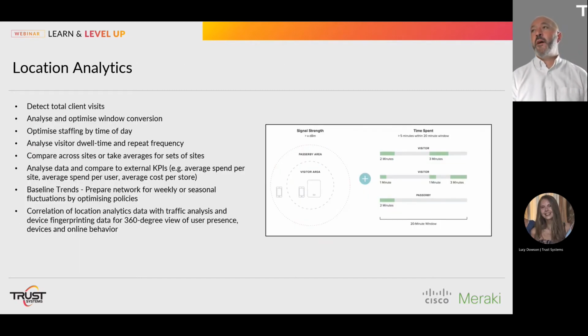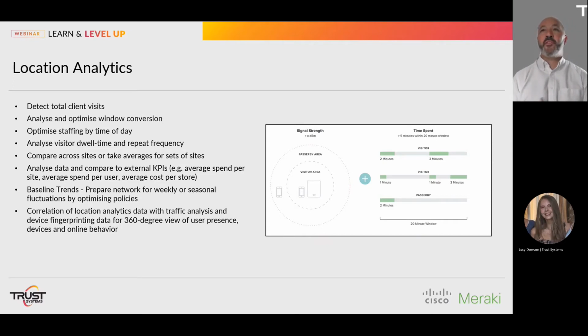So within the MR and the Wi-Fi capabilities, as we are allowing more devices to be detected by the access points themselves, using the location analytics, we can actually start to understand the total number of clients that are detected, and their client as in devices, and how many of those have connected to the access points through their proximity, through signal strength, and we can gather some basic location analytics around visitor dwell time, repeat frequency of visits.